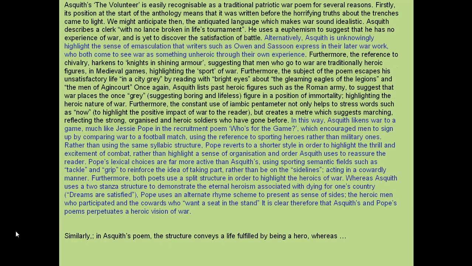Asquith's The Volunteer is easily recognisable as a traditional patriotic war poem for several reasons. Firstly, its position at the start of the anthology means it was written before the horrifying truths about the trenches came to light. We might anticipate then the antiquated language which makes war sound idealistic. Asquith describes a clerk with no lance broken in life's tournament. He uses a euphemism to suggest he has no experience of war and has yet to discover the satisfaction of battle. Alternatively, Asquith is unknowingly highlighting the sense of emasculation that writers such as Owen and Sassoon expressed in their later work, who both come to see war as something unheroic through their own experience.